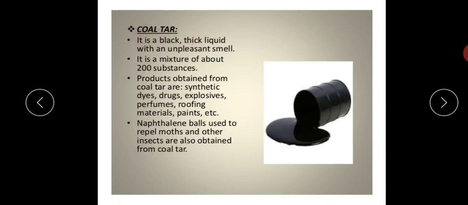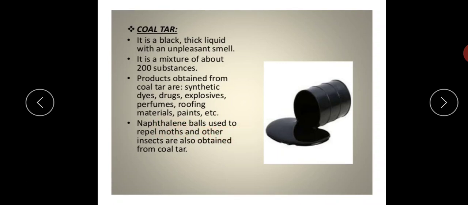Next, coal tar. It is a black thick liquid with an unpleasant smell. It is a mixture of about 200 substances. See children, not one or two, it is a mixture of 200 substances because of the huge deposition of different types of fossils there. Products obtained from coal tar are synthetic dyes, drugs, explosives, perfumes, roofing materials, paints, etc.